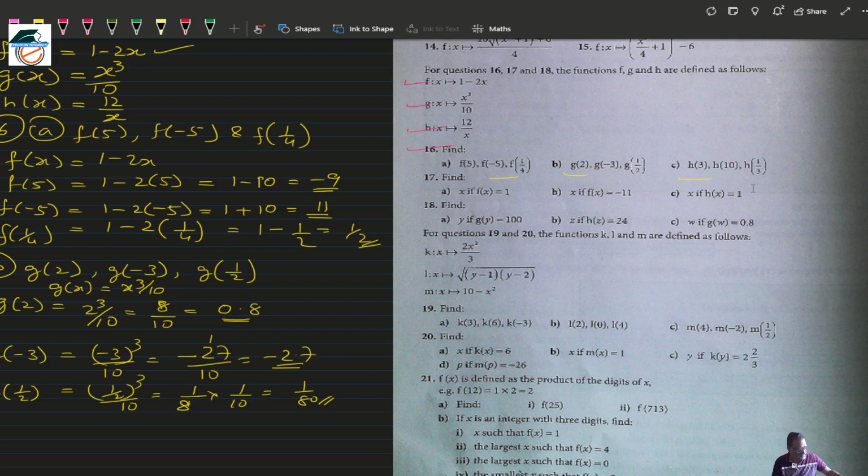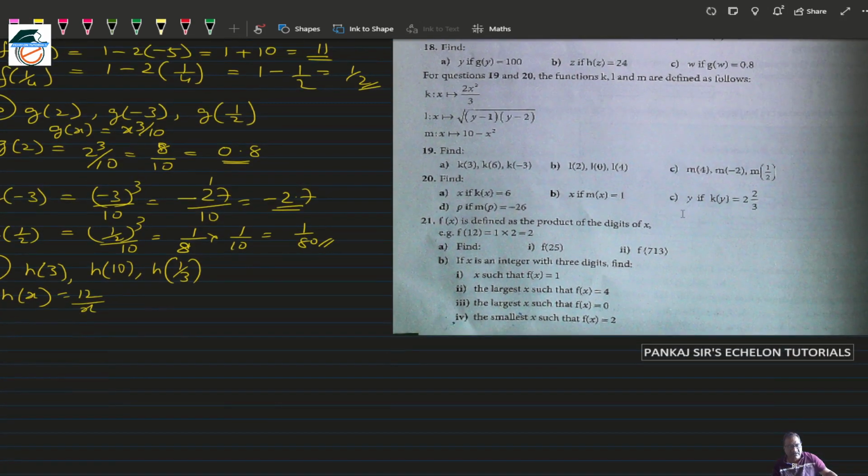C in D, okay, is h of 3, and then h of 10 and h of 1 by 3. So to find the values of these, we'll have to go into the h function. So h of x is 12 upon x. So h of 3 should be 12 upon 3. That's equal to 4. And h of 10 should be 12 upon 10.